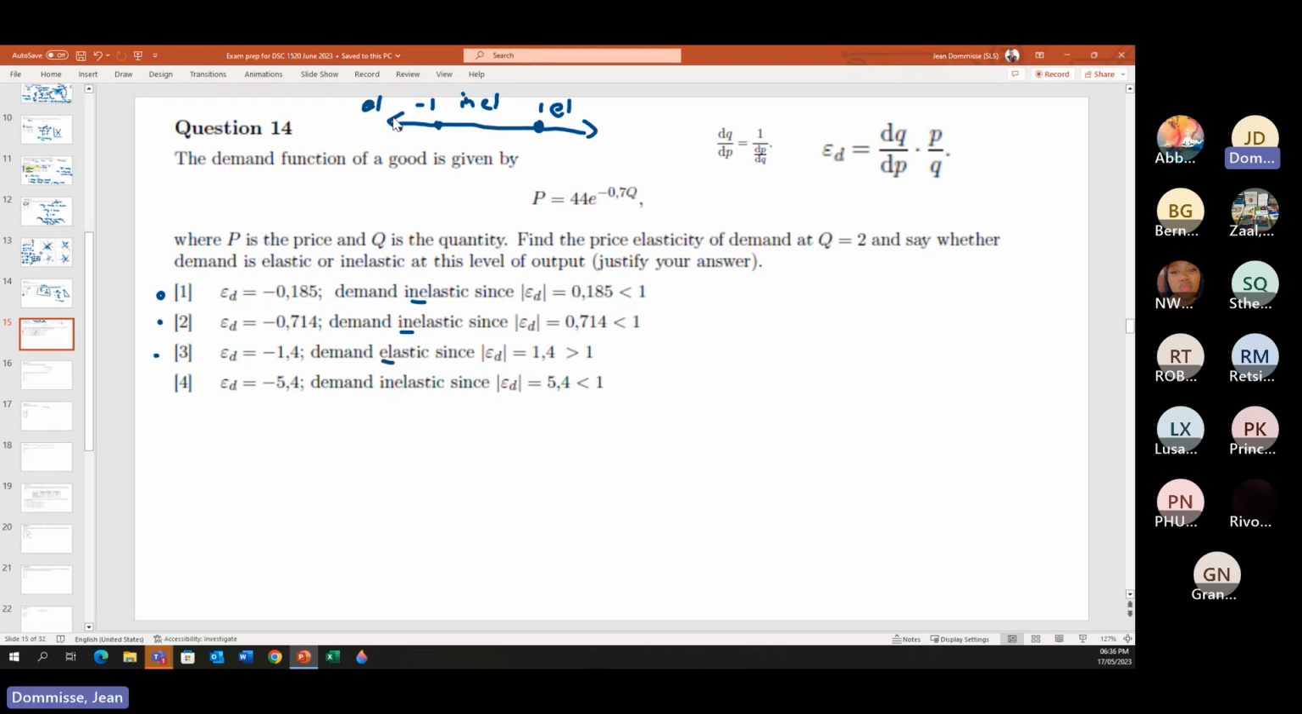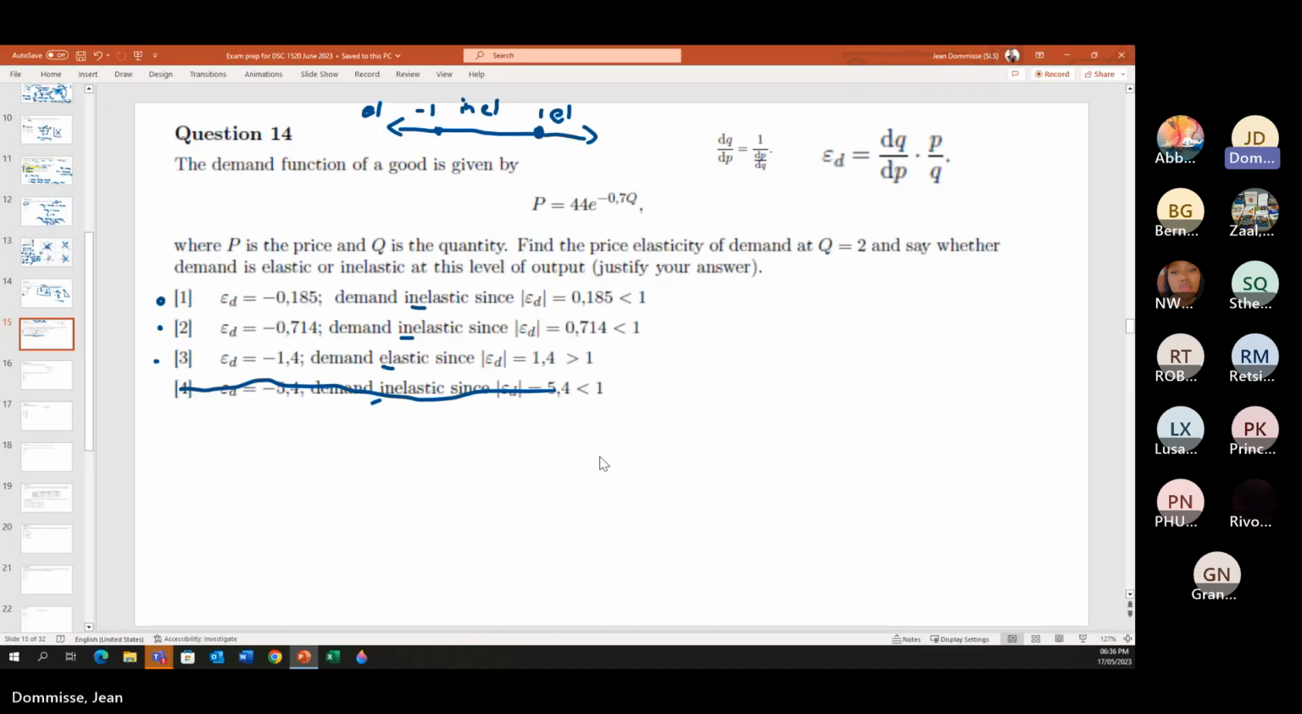Minus 5.4, it must be elastic. Okay, so at least one of them I was able to eliminate, because the minus 5.4 must also be elastic. So at least option 4 I have excluded before we needed to work out anything.